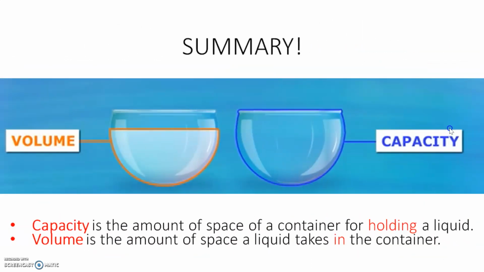So, in summary, capacity is the amount of space of a container for holding a liquid, and volume is the amount of space a liquid takes in a container.